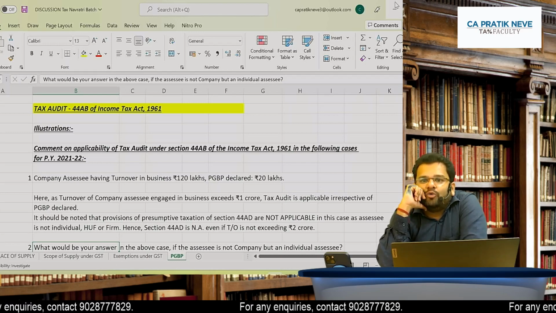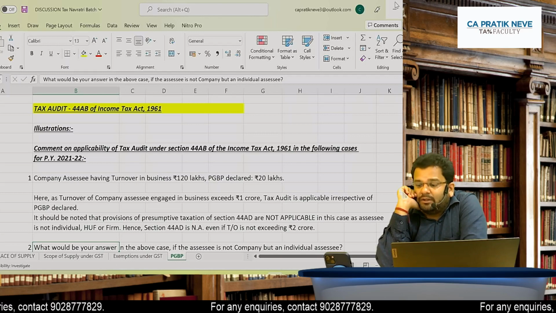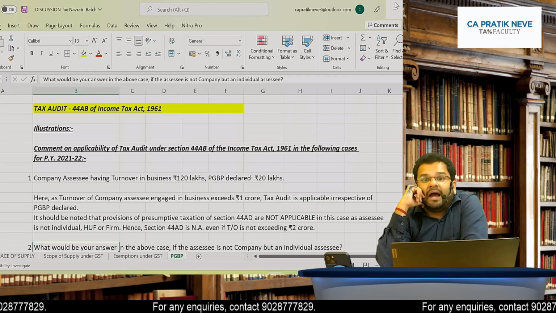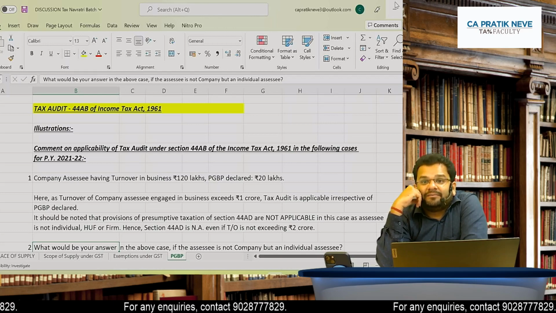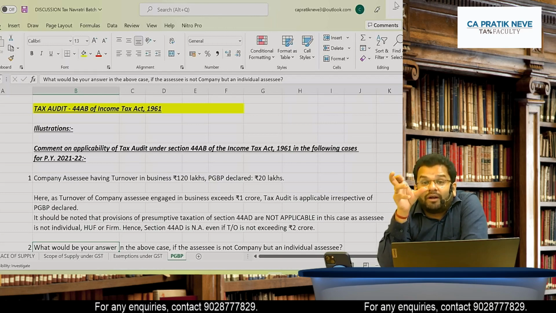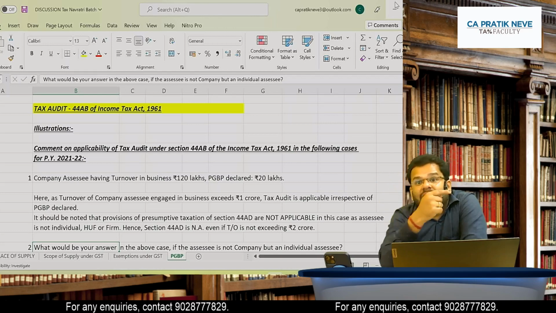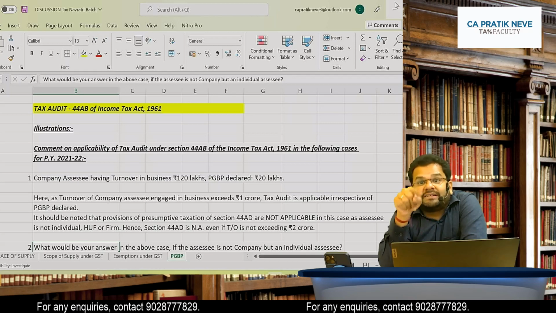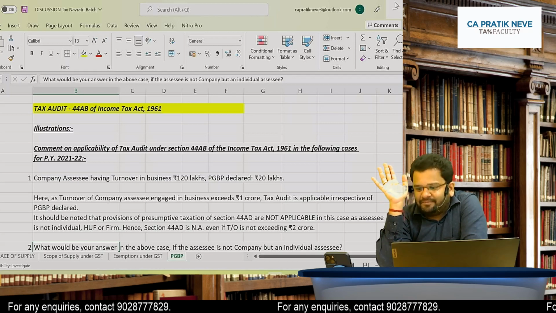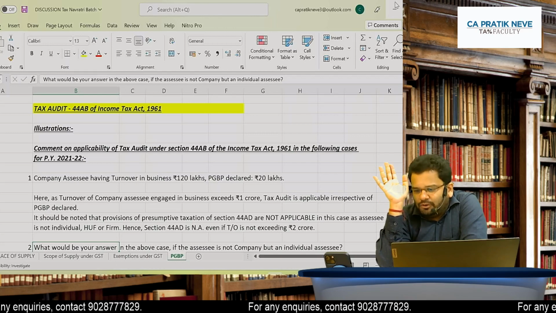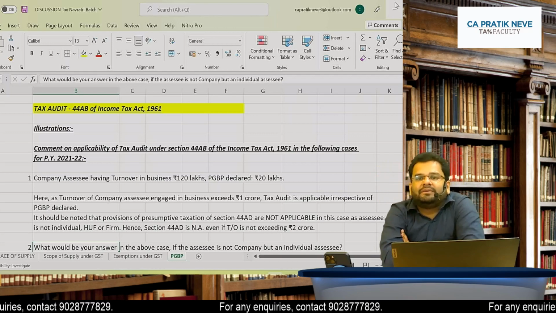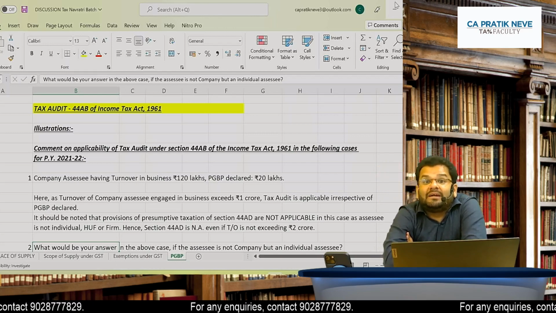Darshan, how much? 8%. Yes. And if they are having whatever income directly in bank account, then 6%. Wonderful. That much should be declared minimum.